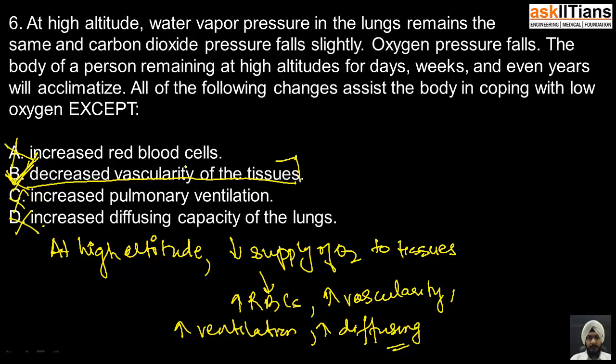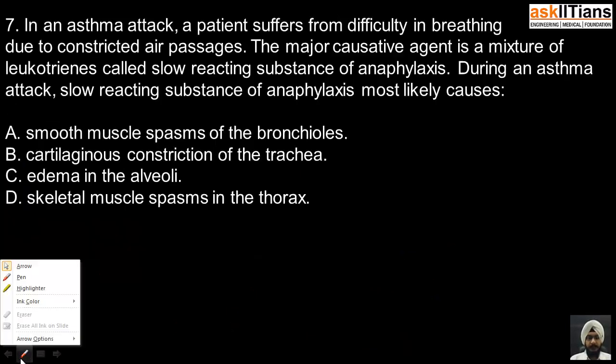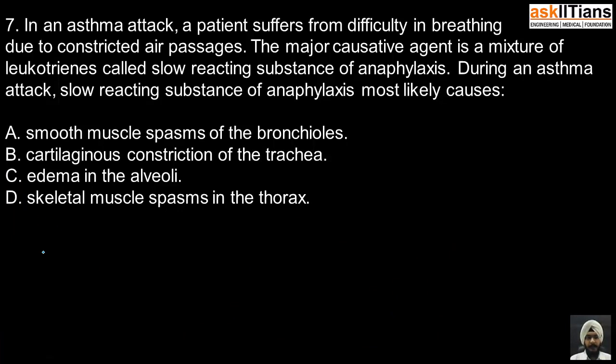So let's go to the next question. So the next question says, in an asthma attack, a patient suffers from difficulty in breathing due to constricted air passages. The major causative agent is a mixture of leukotrienes called slow reacting substance of anaphylaxis. During an asthma attack, slow reacting substance of anaphylaxis most likely causes.